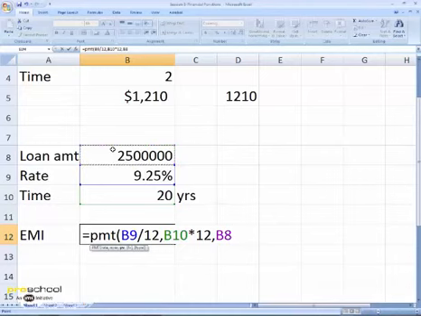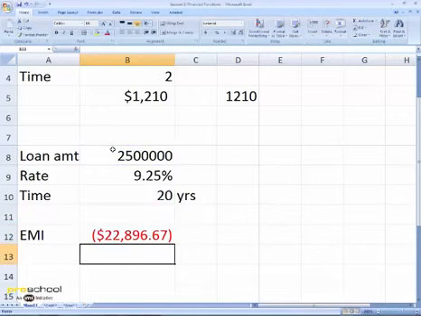If I ignore them, FV by default is taken as 0, which means at the end of 20 years I am repaying the entire loan. The future value of the loan at the end of the 20th year is 0. So I'll keep the default value and I close this. I get a negative 22897.